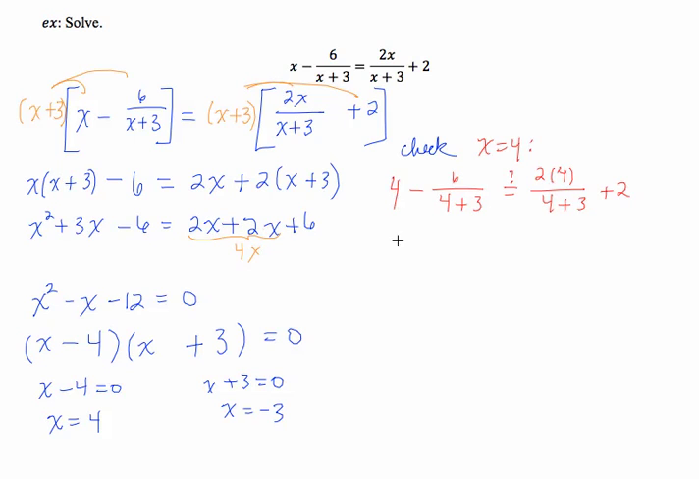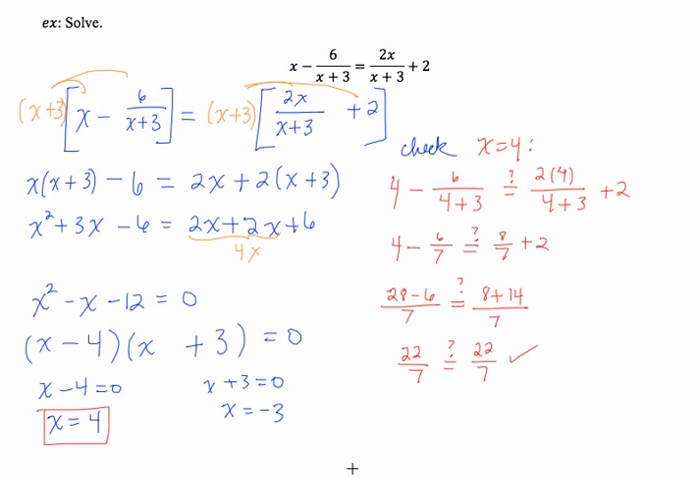Okay, so we have 4 minus 6 over 7. Does that equal 8 over 7 plus 2? Well, let's see, we need to get everything over 7 apparently. So to get 4 over 7, multiply it times 7 over 7, so 28 over 7 minus 6 over 7. I'm going to go ahead and subtract those. And then we'll have 8 minus something, or plus something over 7. 2 can be written as 14 over 7, so we'll have plus 14 there. Now 28 minus 6 is 22. And 14 plus 8 is also 22, so that does work. X equals 4 is a solution.